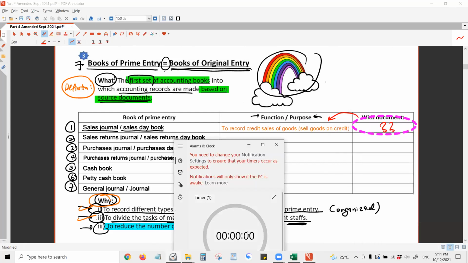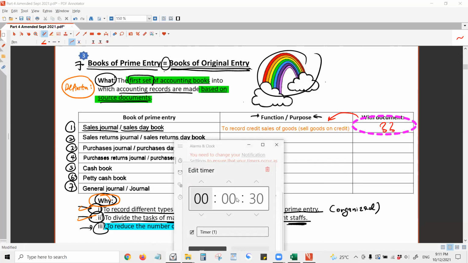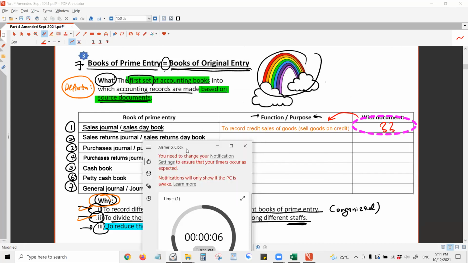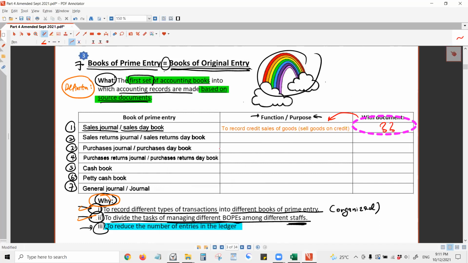Let me repeat the question. What document will give you this transaction so that you can record into the sales journal? I give you 10 seconds. We learned this earlier. Time's up. I wait for Annabelle's answer before I give you the answer. Invoice, correct, good. So the answer is invoice.